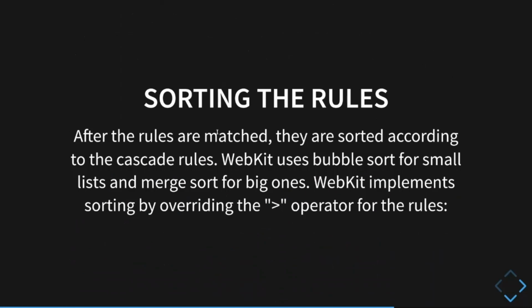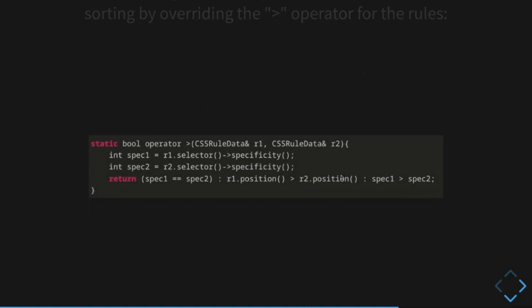After the rules are matched, they are sorted according to the cascade rules. WebKit uses bubble sort for small lists and a merge sort for big ones. WebKit implements sorting by overriding the greater-than operator for the rules.